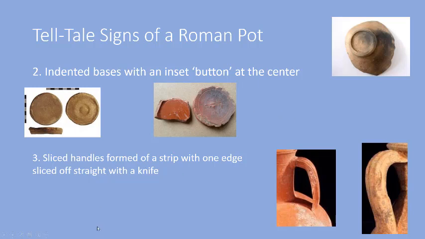Other telltale signs of a Roman pot are pots with indented bases. Do you see here? Like this little indentation, a little button at the center. They also have what are called sliced handles. So basically they made these handles and they kind of cut off the sides here and made them really flat. Romans did that. The Greeks didn't do that. Other people didn't do that.